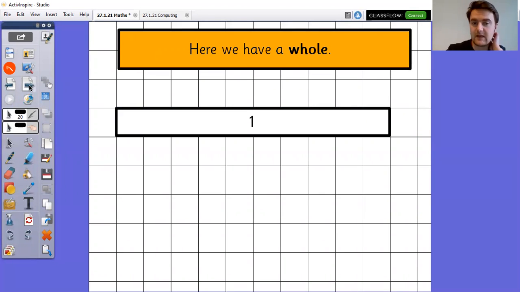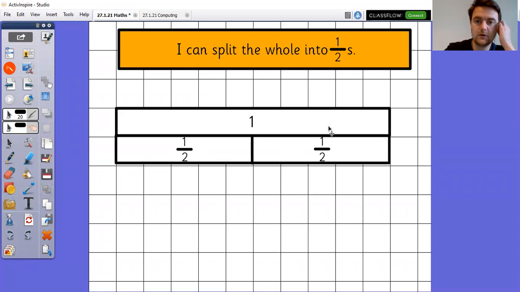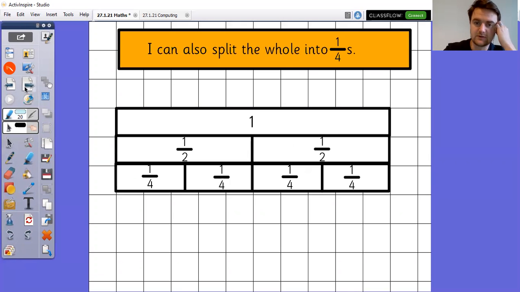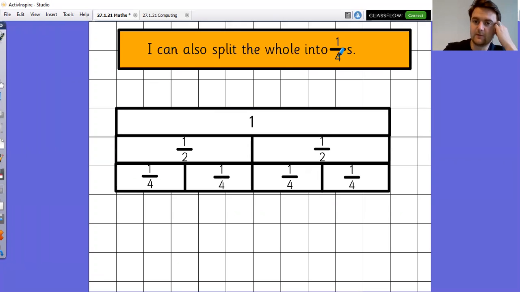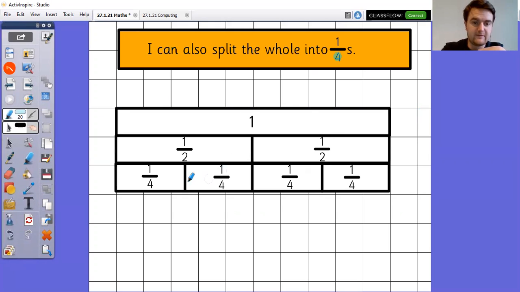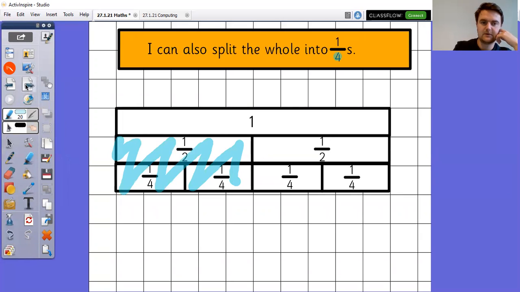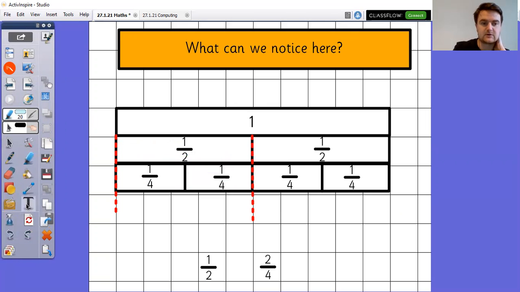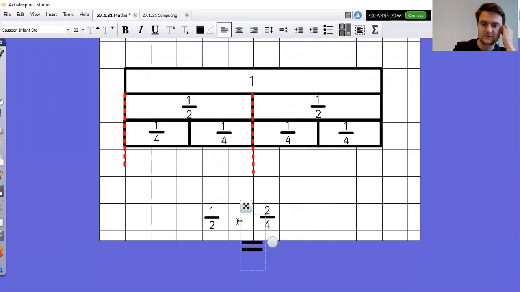So here we have a whole, and I can split it into two halves. And I know that it's been split into two because my denominator shows me how many equal parts the whole has been split into. I can also split it into quarters. I know it's been split into 4 because my denominator is 4, and that shows me that it's been split into 4 equal parts. If I have a look over here and shade with my highlighter, I can see that these two are exactly the same. And I can see up here is 1/2, and it's exactly the same. It's equivalent to 2/4. So if I'm writing that as an equation, 1/2 equals 2/4.